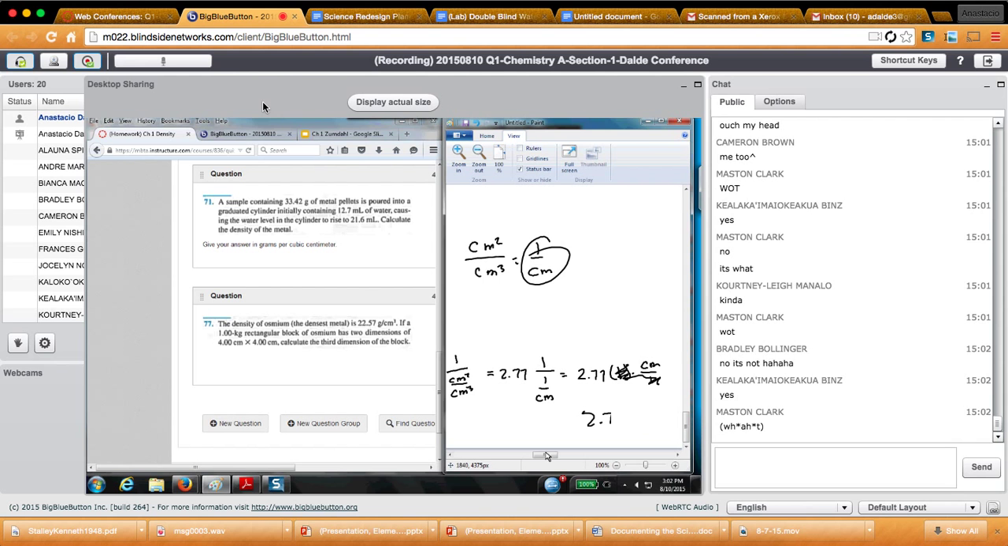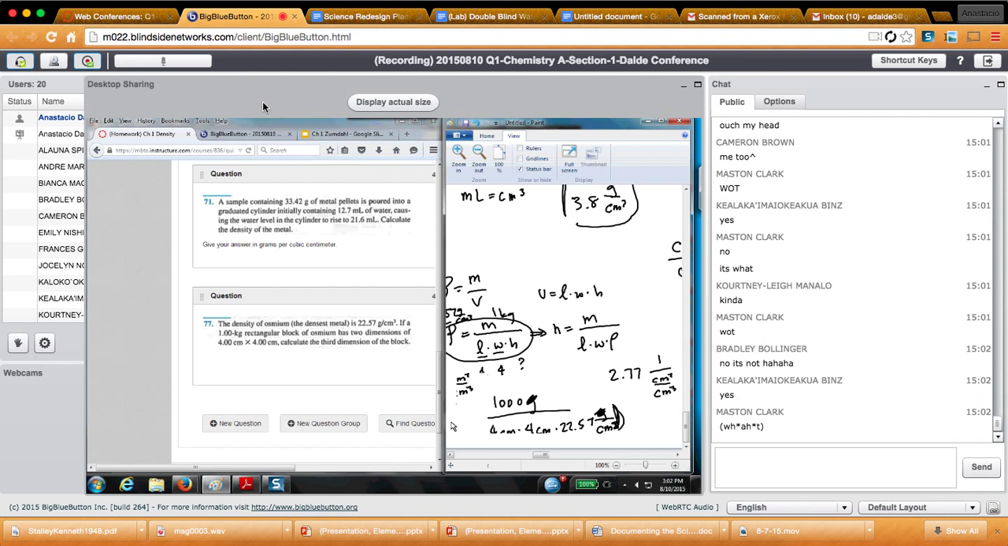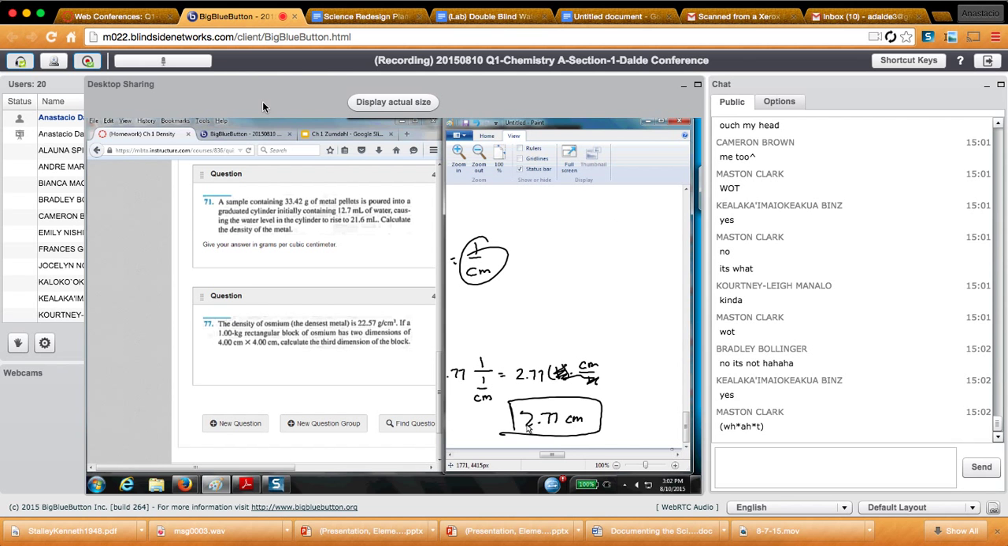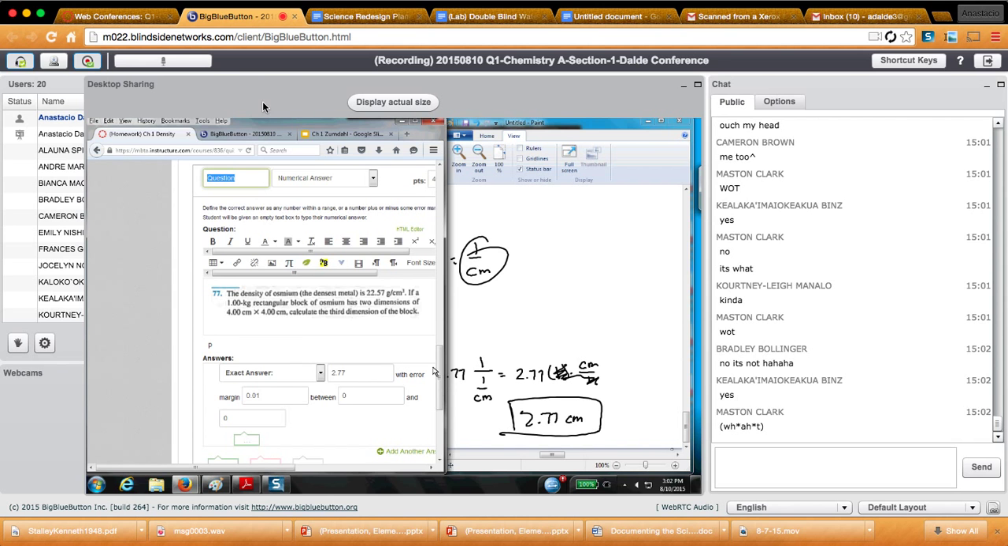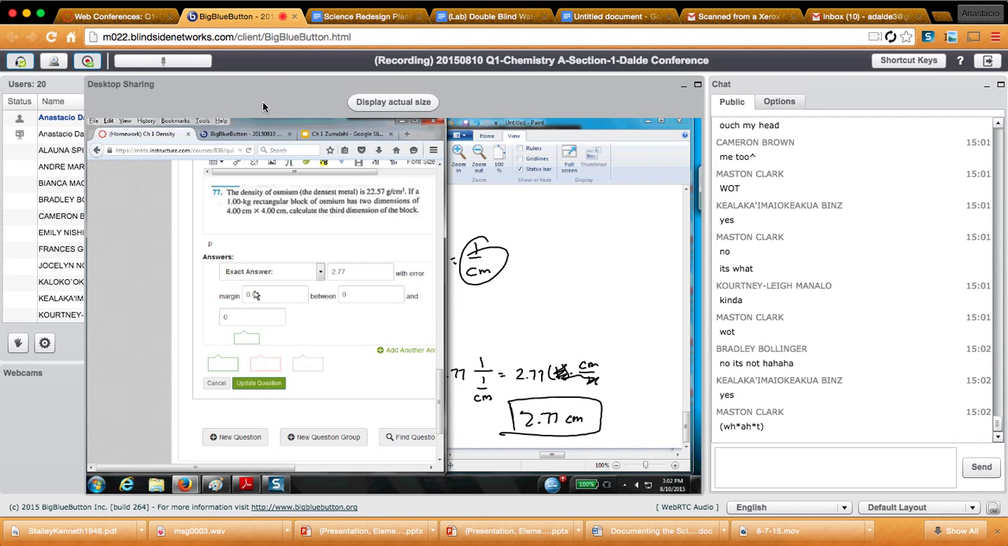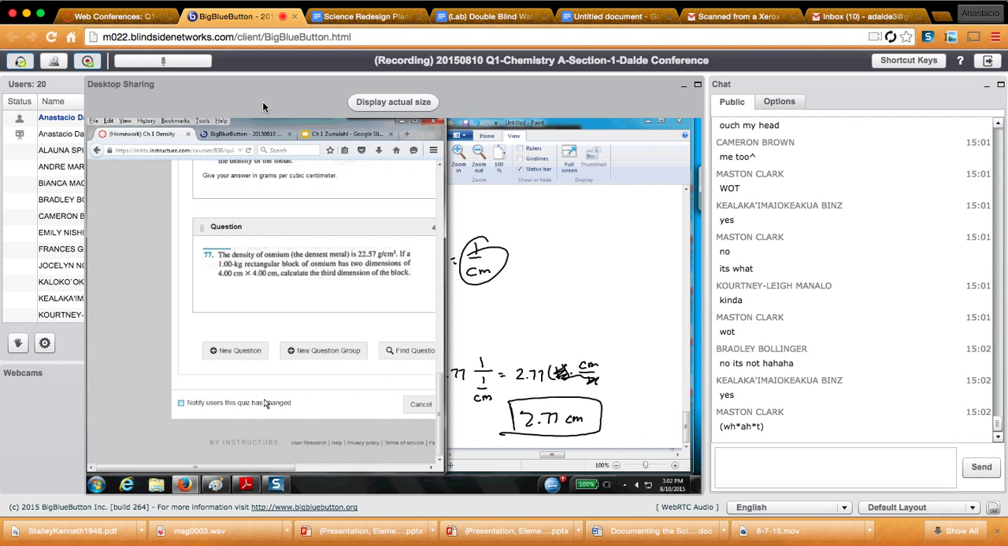And look, the units worked out. So I know that's the correct answer. That would be my answer. 2.77 centimeters, my friends. Let me check to see what I told the computer the answer should be. I told Mr. Computer, give them the correct answer if they put in the number 2.77. Awesome. And I even gave you a buffer zone of 0.01, even though I technically didn't need to, because you should have put in the right answer in the first place. But you could have put in 2.76 or 2.78.